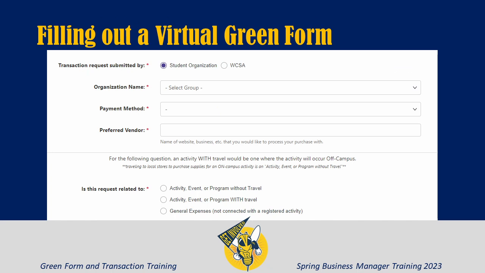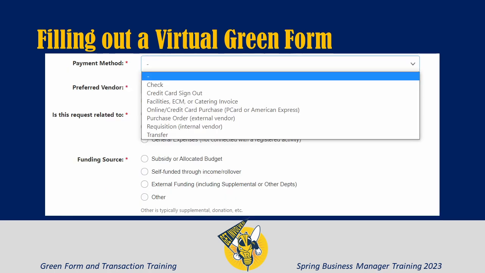As a student organization, you should always select the Student Organization radio button at the Transaction Request Submitted By question. Next up is the payment methods. You can select from any of these options you see on the screen. Let's dig into the payment methods a bit more.